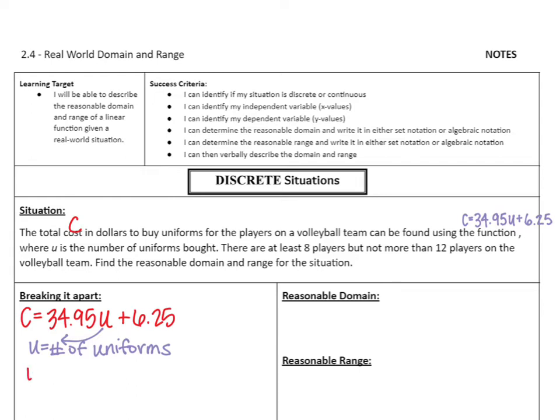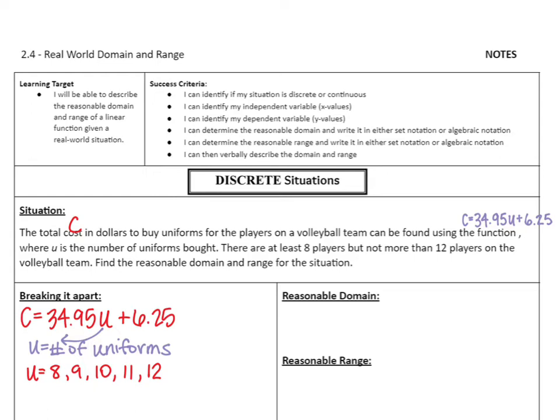Since I know that there are somewhere from 8 to 12, it says at least 8, so you have to have 8, and then no more than 12, so you can have anywhere from 8 to 12. That's telling me that my U value is either going to be 8, 9, 10, 11, or 12. Those are my possible values for U. Since those are the only numbers that I can have for U, that's my domain.